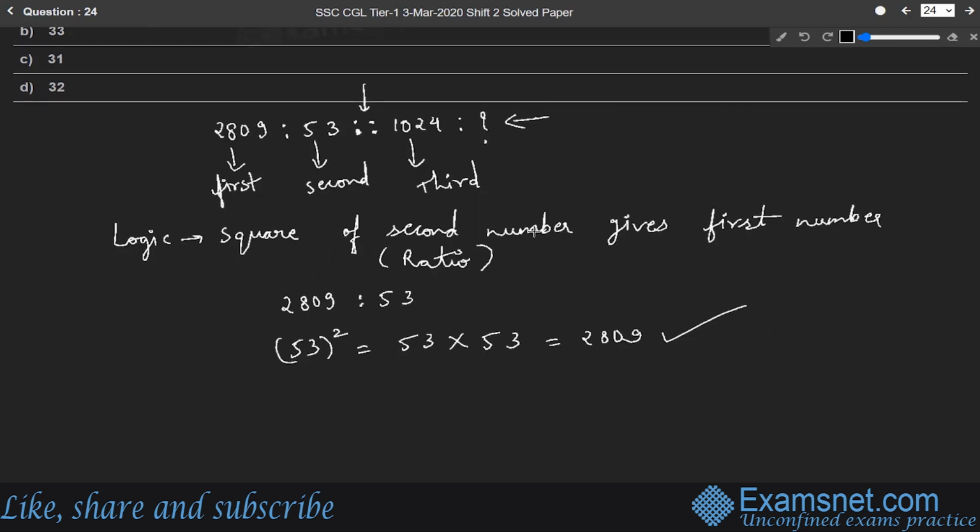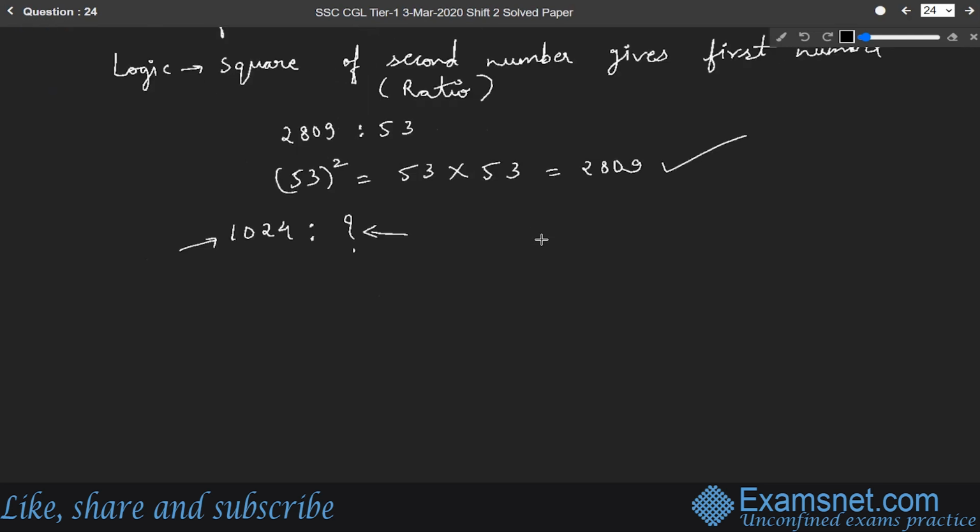What is the next ratio? Next ratio is 1024 ratio question mark. Here the first number is 1024 and the second number is question mark. According to logic, square of second number gives the first number. So what is second number here? It is question mark. So question mark square will give the first number. What is first number? 1024.